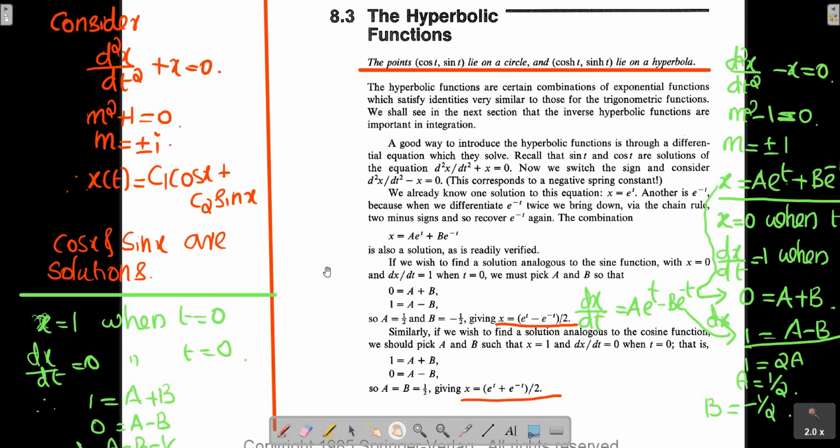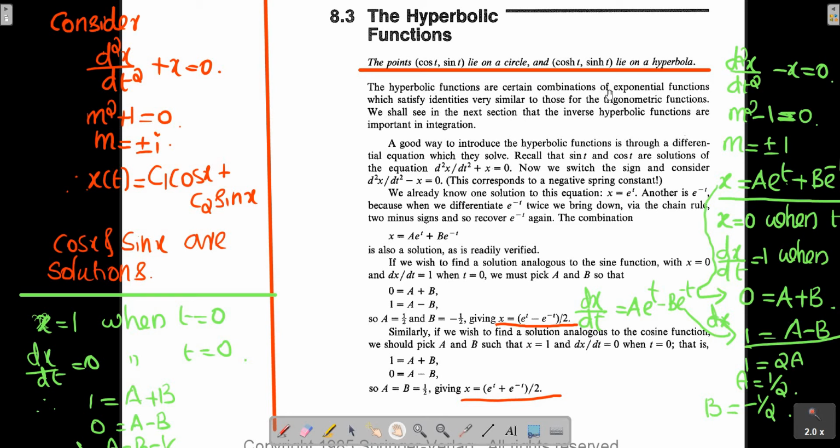Hi my dears, welcome to the new session of our subsidiary mathematics, that is 8.3, the hyperbolic function. Is there any relation between trigonometric and hyperbolic functions? So we have to notice that.